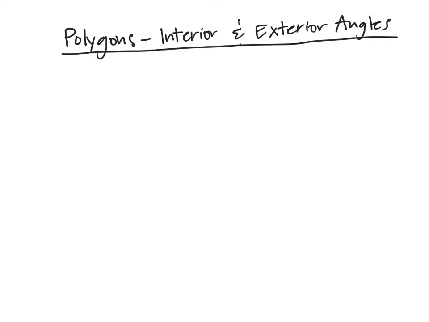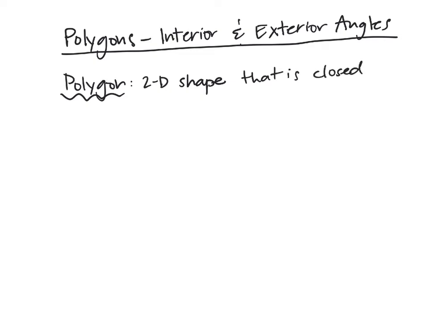All right, so just as a quick reminder from last class, a polygon is a two-dimensional shape that is closed, so that means that all of the endpoints meet, and the sides are segments. So that means that there's no curved edges. A circle, for example, is not a polygon. And we talked about that last class with some examples.